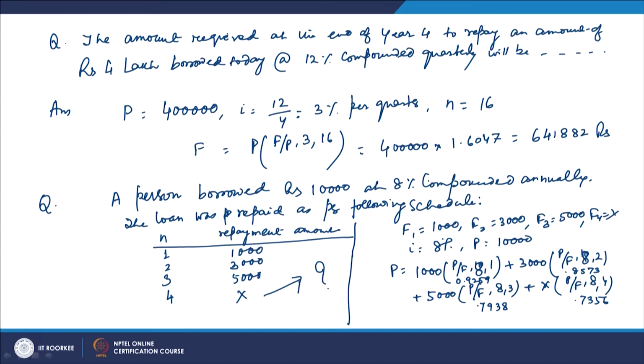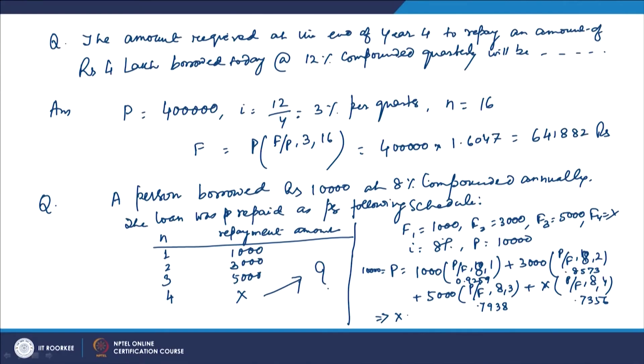So, if you solve this, certainly all these values are known, only X is unknown, and P we know is 10,000 here. So, this 10,000 is equated to it, and if you solve this, you will get X as 3446. So, something close to that you will get. You can just solve this equation and you will get it.